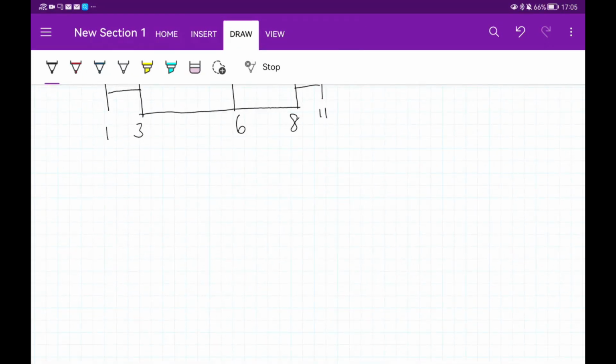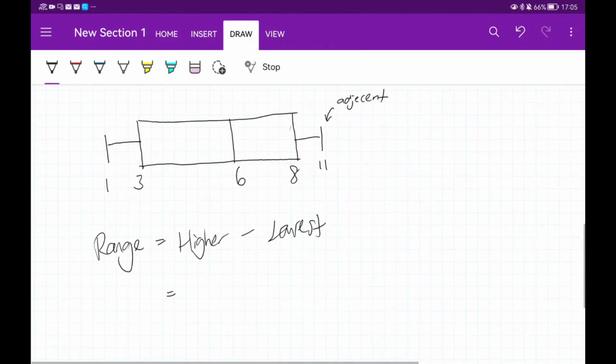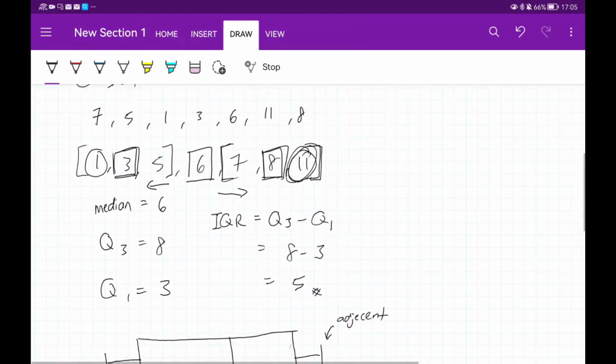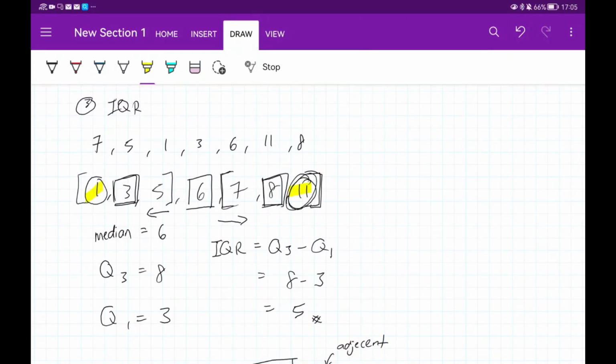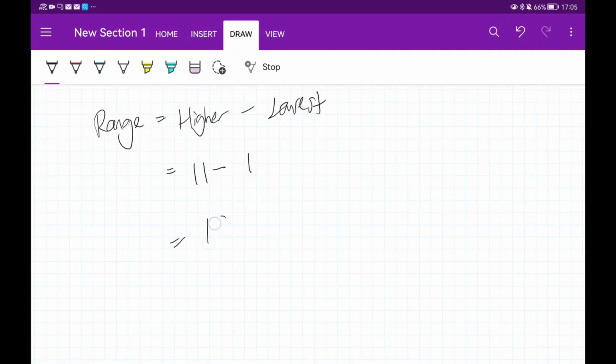So next we will learn about the range. The range is very easy. How to find the range? You just take the highest value minus the lowest value. So what is the highest value over here? 11, right? So we take 11 minus the lowest value, which is 1. So the range is 10. It's just that simple.